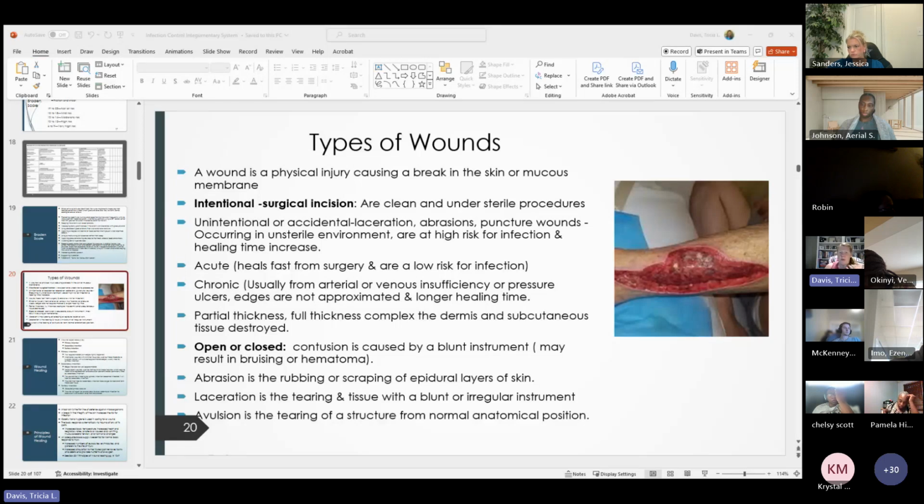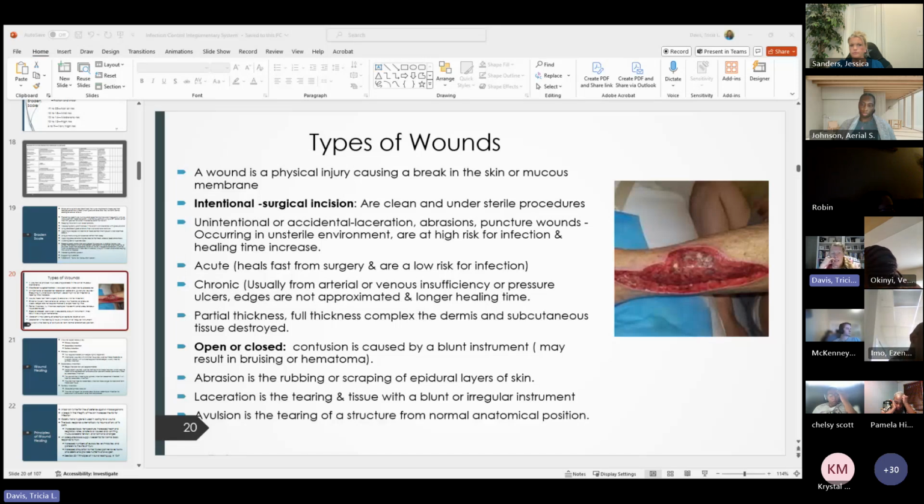When we think about partial thickness, full thickness, we're thinking about the dermis. So partial thickness and full thickness are both going to be injuries to the dermis and the subcutaneous tissue as well. So getting that picture in your mind of that slide we saw a couple slides back about the different layers of the skin. That's going to be good for you guys to really remember for your exam.